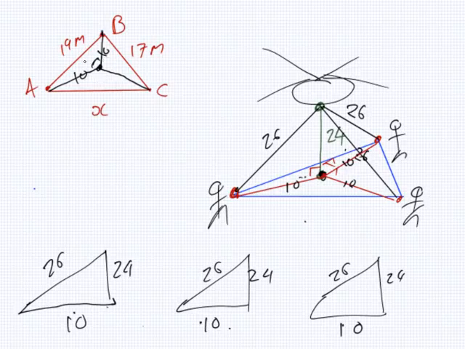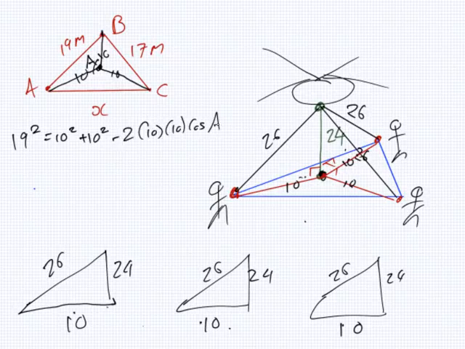So let's use the cosine rule here, and we'll call the angle, I don't know, we'll just call it A. So I can say 19 squared equals 10 squared plus 10 squared minus 2 times 10 times 10 cos A.